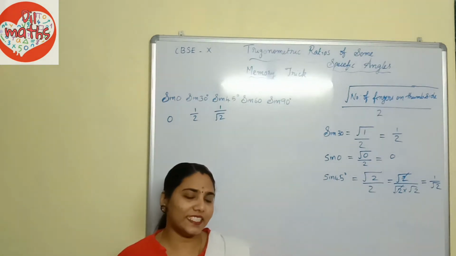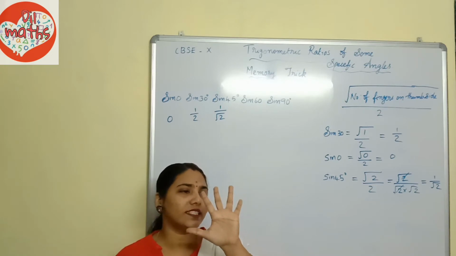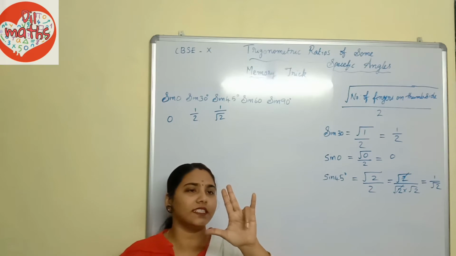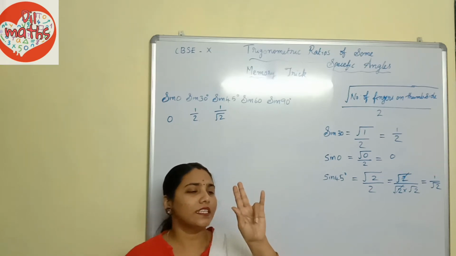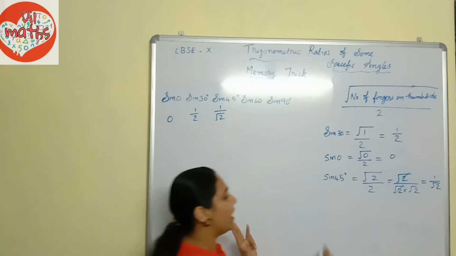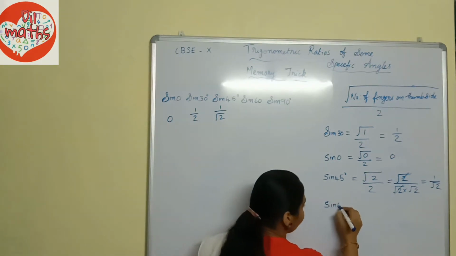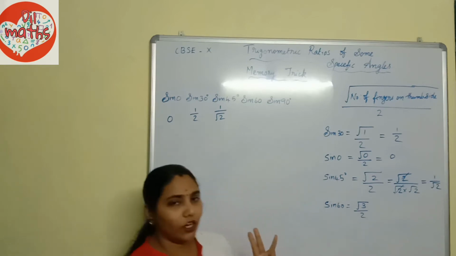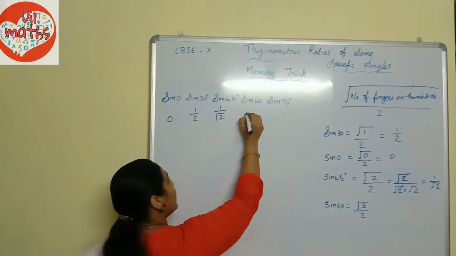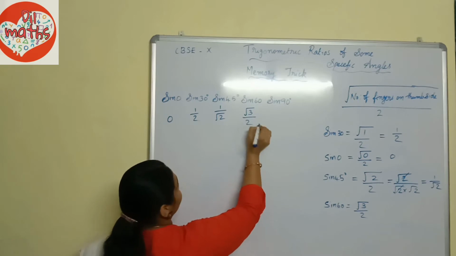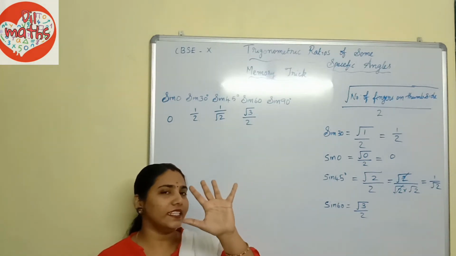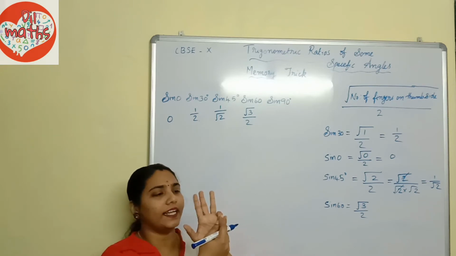Next one is sine 60 degree. In this, which one is 60 degree? This one is 60 degree, so we have to close that. So remaining, how many fingers are there? 1, 2, 3 fingers are on thumb side. So what should we write? Sine 60 is equal to square root of 3 by 2. So that also we got as root 3 by 2. Now sine 90. Which one is 90 degree? This one is 90 degree. The small finger is 90 degree. So how many fingers are left in thumb side?